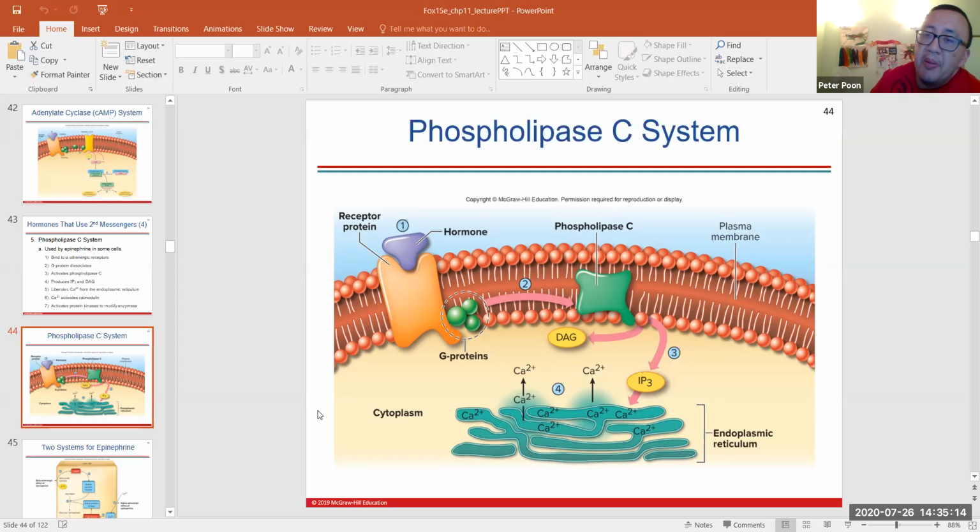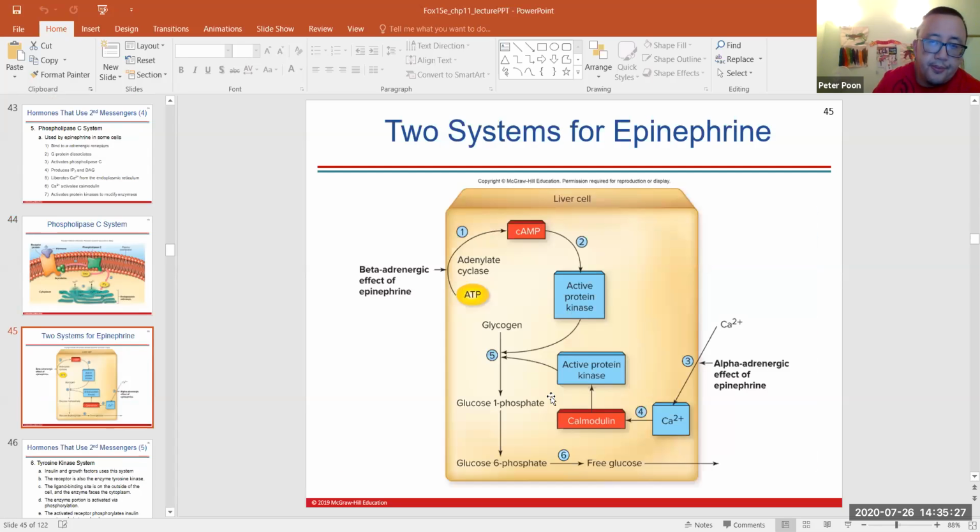The IP3 is your second messenger, and it causes calcium release from the endoplasmic reticulum, and that calcium release causes other changes inside the cell. For example, the calcium release causes binding of calmodulin. Calmodulin causes this change.